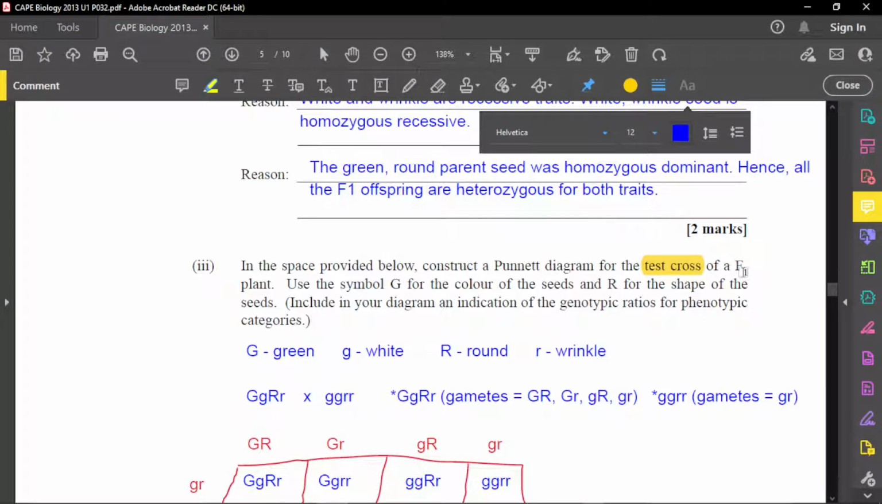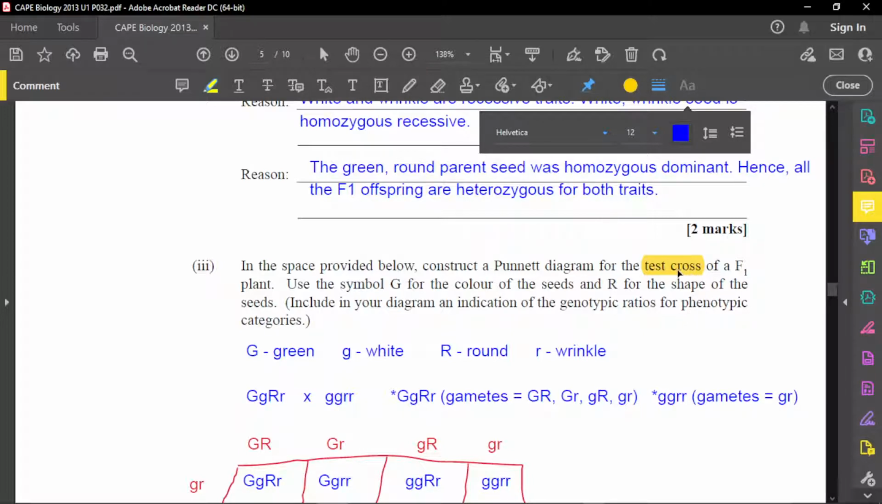So what we have here is the F1. We know that at F1, they're all heterozygous. So it is given, okay? And so you're going to cross the F1 with the homozygous recessive. And here it says use the symbol G for color and R for shape of the seeds, including a diagram and indication of the genotypic ratios and phenotypic categories, as a matter of fact.